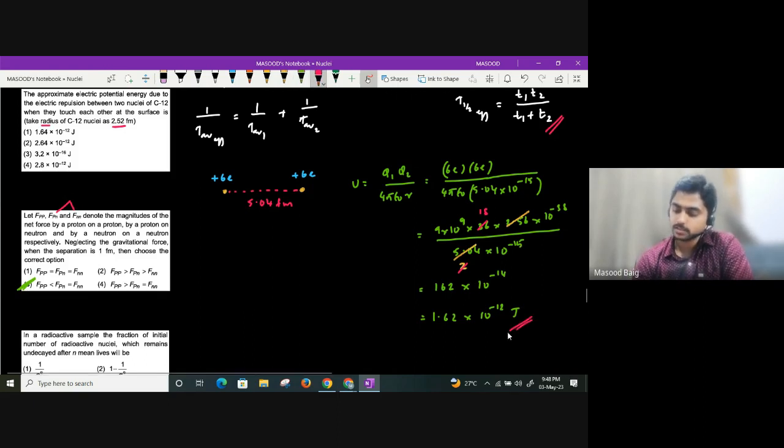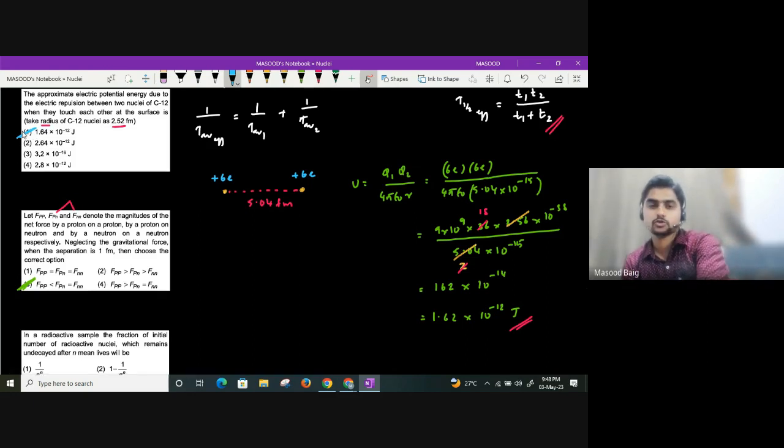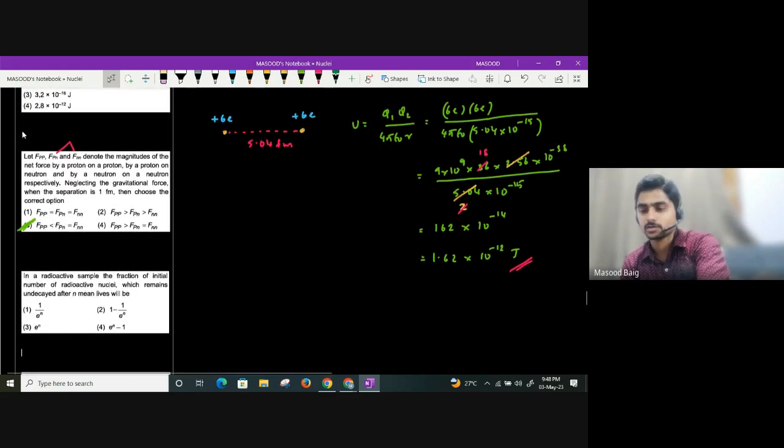Whenever two charges are kept at some separation, the expression for potential energy will be kq1 q2 divided by r. You should take the magnitudes as well as the polarities, guys. For calculation of force, you should take only magnitudes again.